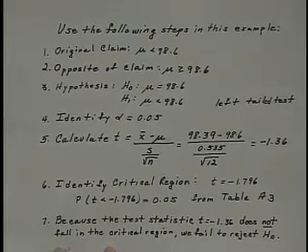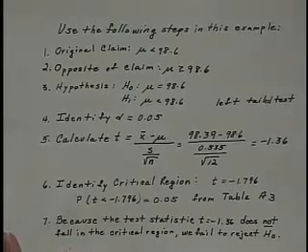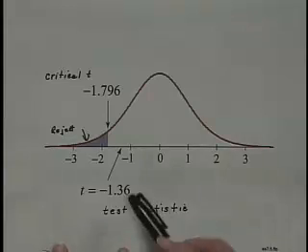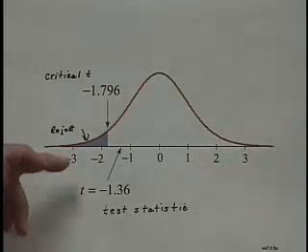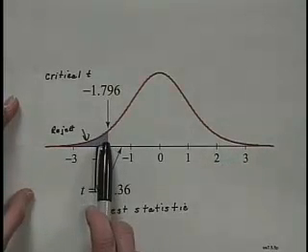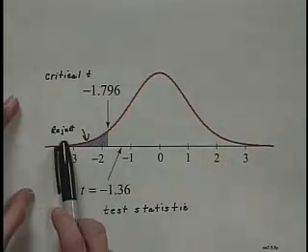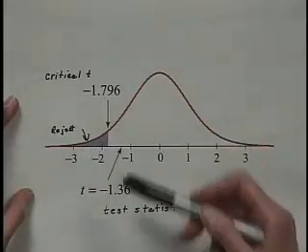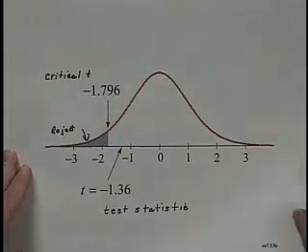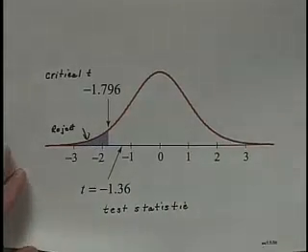The last item on our hit parade is the test statistic, which was negative 1.36. We find that it does not fall in the critical region, and so we are going to fail to reject the null hypothesis. From the graph, you can see that the test statistic, negative 1.36, falls here. Our critical t was from here to the left, and this is the rejection region. Because the test statistic falls to the right of the rejection region, we fail to reject the null hypothesis.